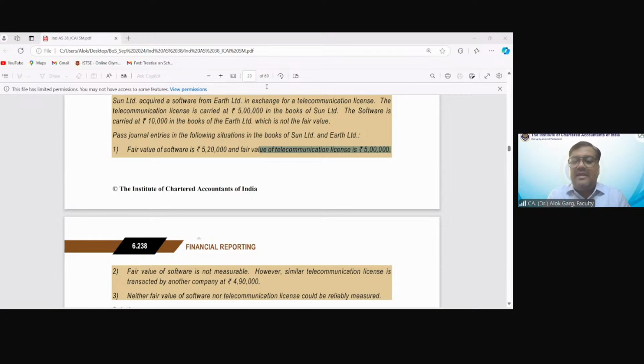Anu is saying recognize at 5 lakh rupees. Anila is saying recognize at 5 lakh rupees, and Anila has also given the reason, because that is the fair value of the asset given. But Abracase is saying 5,20,000. I don't know why, Abracase.